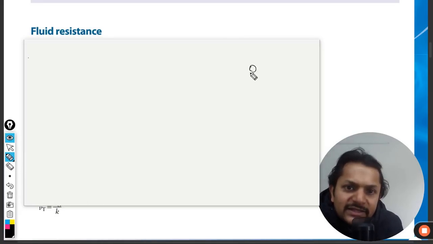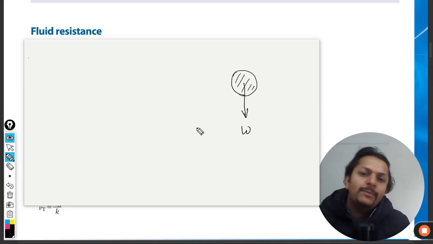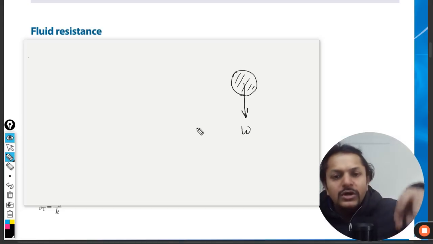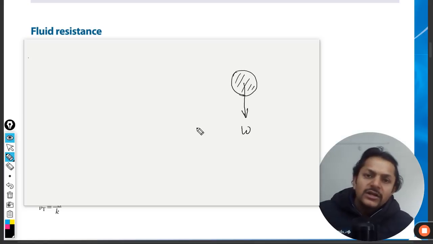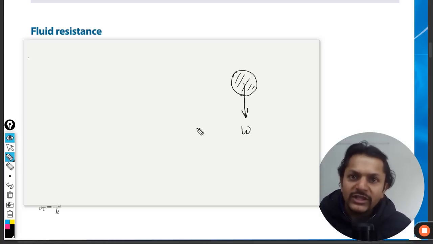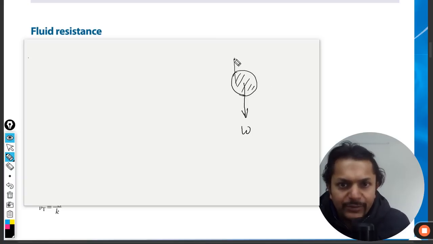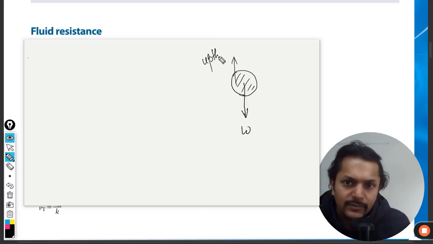So let us say there is this ball, and this ball is moving under the influence of gravity. So there is weight which is acting on this ball. When it is moving through the fluid, there are two forces acting on it in the upward direction. Or in total there will be three forces. One force is called the buoyant force, the upthrust, and the other force which is acting in the upward direction is the drag force.